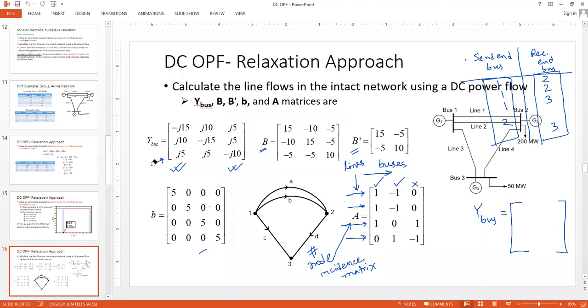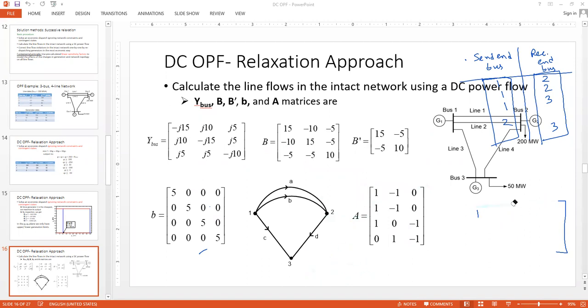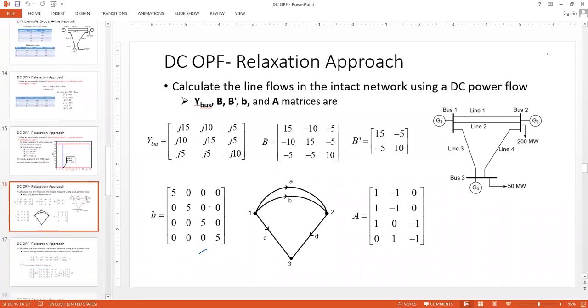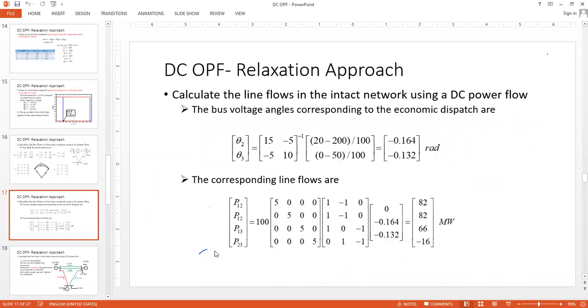Once we have built all these matrices, we are in a position to move forward to calculate the line flows. So what are the line flows? These are the line flows.